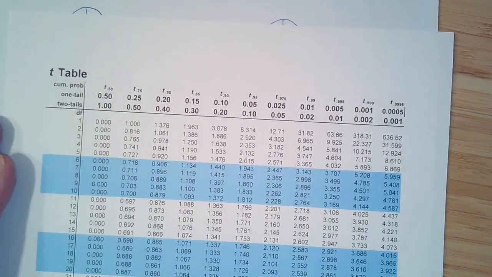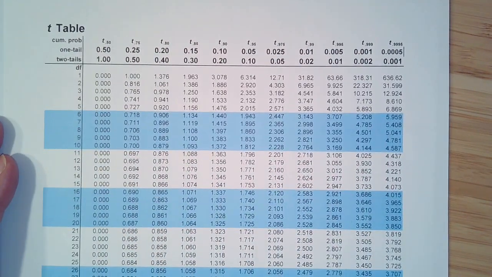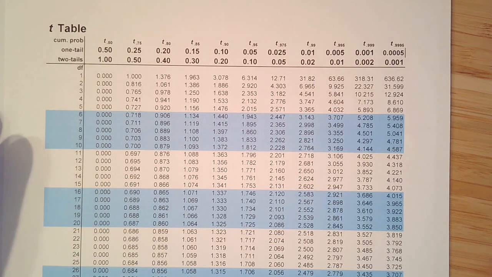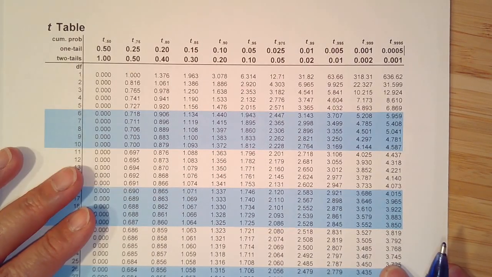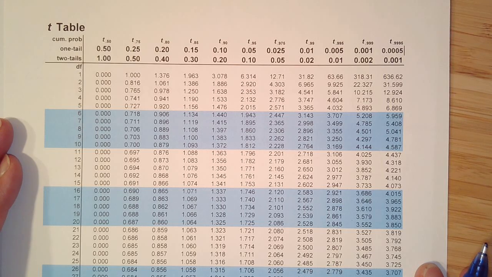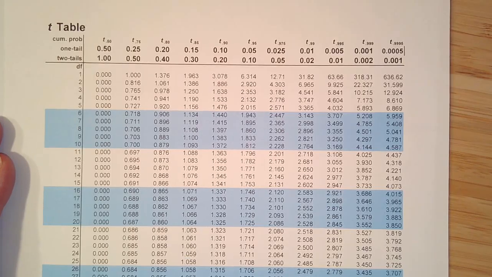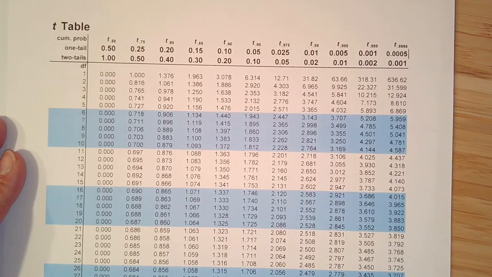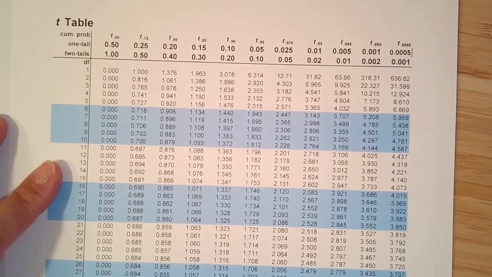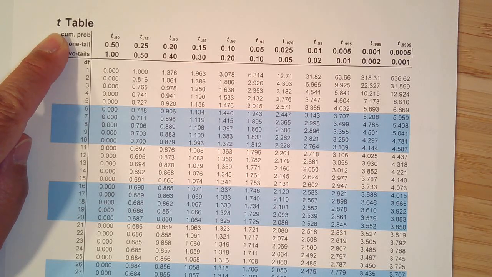I want you to take a look at the t table. If you Google it, you just find the t distribution or t table. There are plenty of websites that will give you this table. Or if you go to the end of any statistics textbook, there is a t table there. It looks very, very similar to this, so I just use this one as an example. This is the t table, the t distribution.